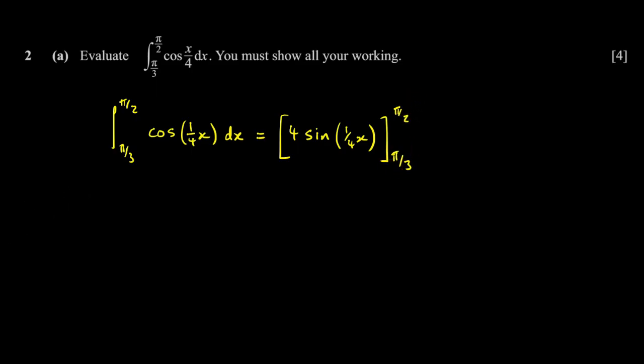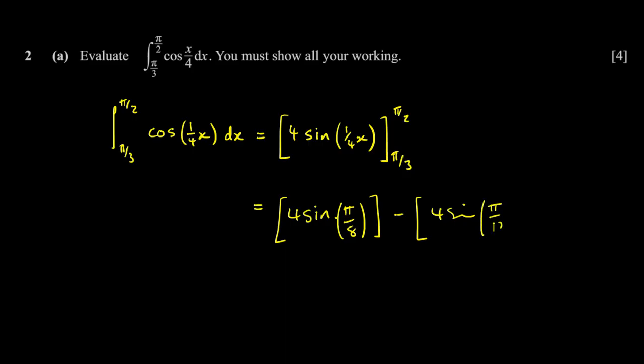So we're going to substitute in the upper bound, pi by 2. If we do that, we're just going to be nice and patient, do it nice and slow. We will get 4 sine pi by 2 times by a quarter is going to be pi by 8. And then if we substitute in the lower bound, we're going to get 4 sine pi by 4 times by pi by 3. Sorry, 1 upon 4 times by pi by 3, which is going to be pi upon 12.